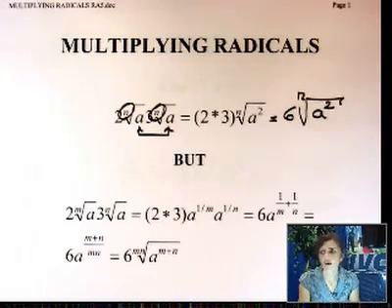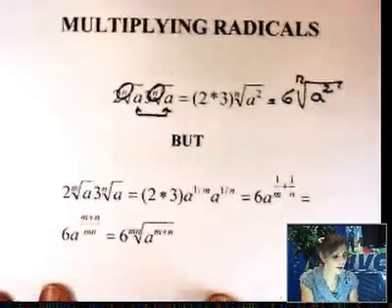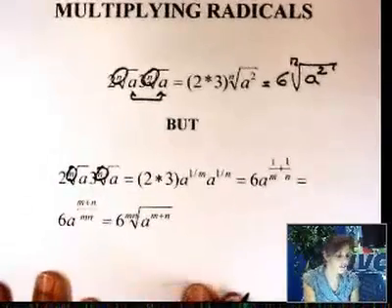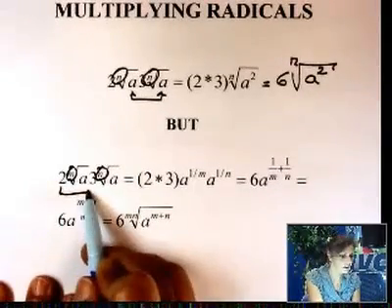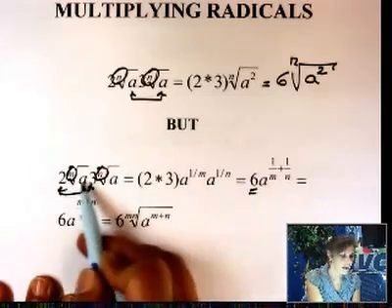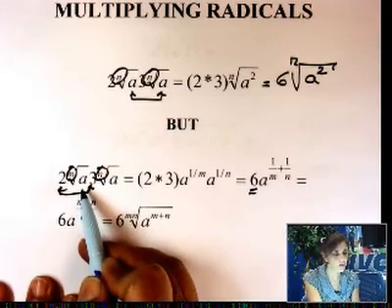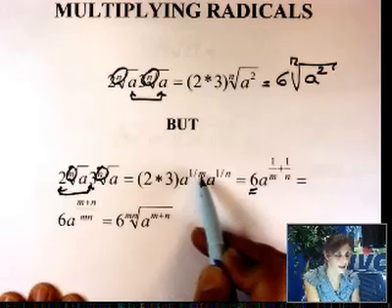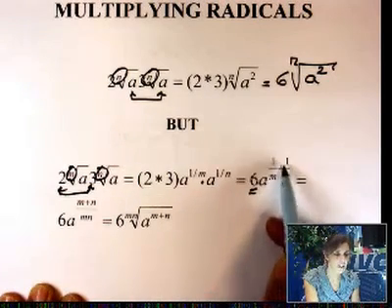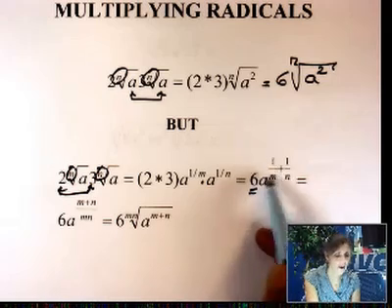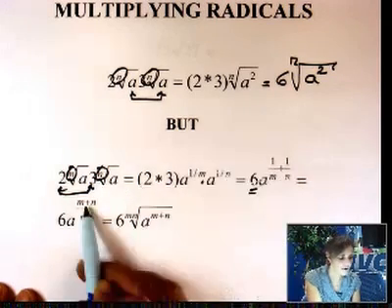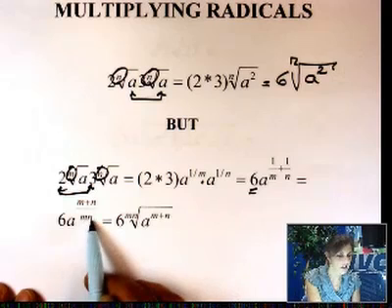Okay, now when you multiply them with different indices, it's a whole different matter. So let's look at that. You multiply the things that are outside, that's 2 times 3, which is 6. And now you write this in exponent notation, a to the 1/m times a to the 1/n. And guess what? You have to put it in the same denominator. So n plus m divided by mn.